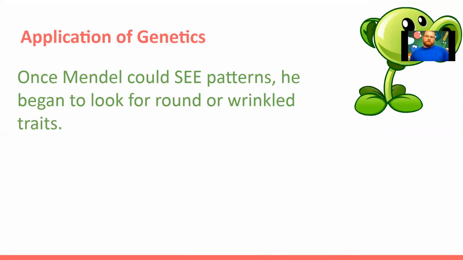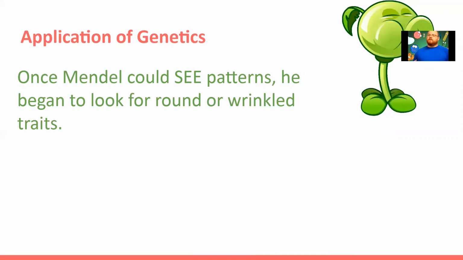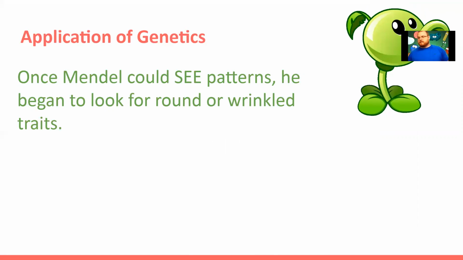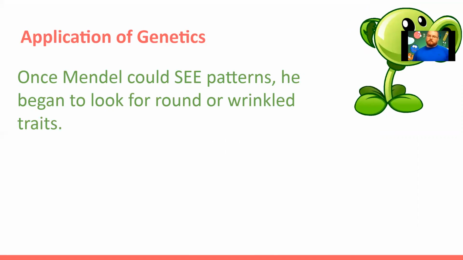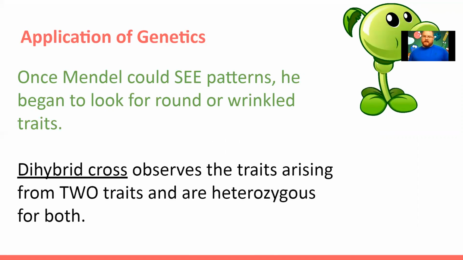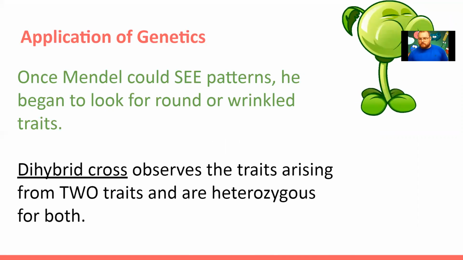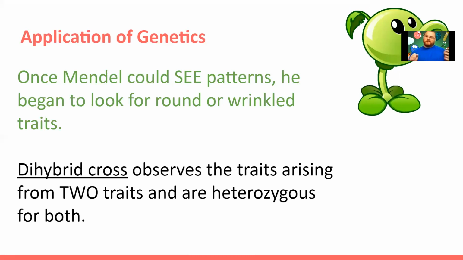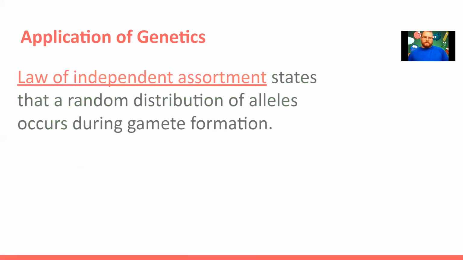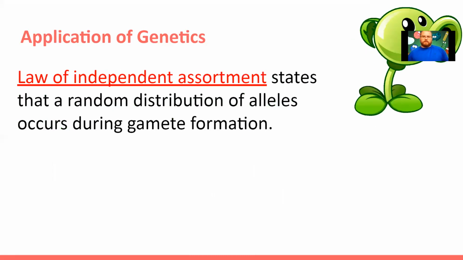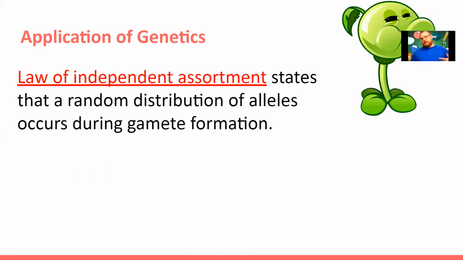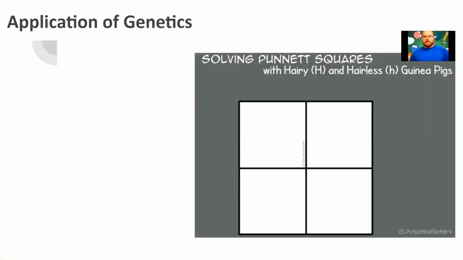Once he saw the patterns, he began to look for other traits, also the wrinkled peas. Instead of being just yellow or green, he looked at wrinkled or smooth. And that gave us a dihybrid cross. This shows the probability of two traits that are heterozygous for both, which means they inherit both the dominant and recessive traits. So it's going to be a cross between both of them. And the law of independent assortment just means that there's random distribution of alleles during gamete formation.